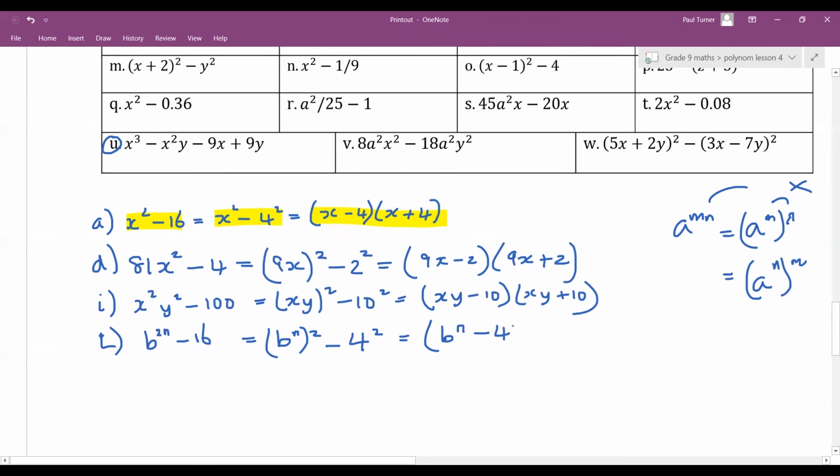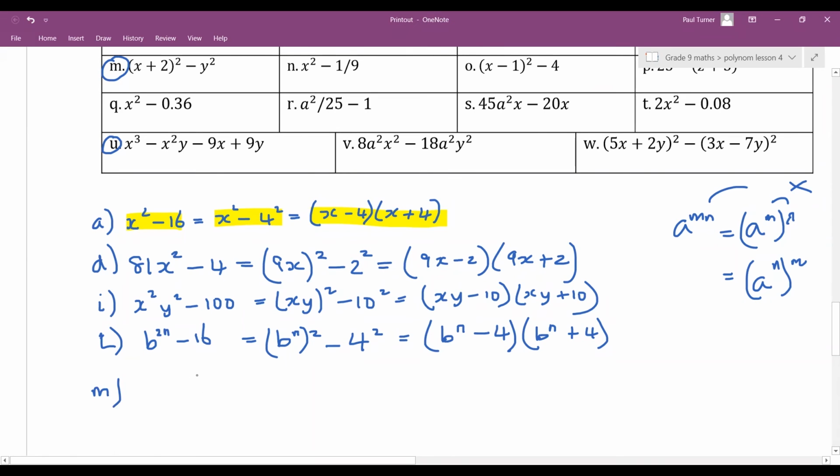Don't worry about what n is, it doesn't matter. bn plus 4, those will be your factors there. Okay, so be aware of that. Question M. Let's do that one.